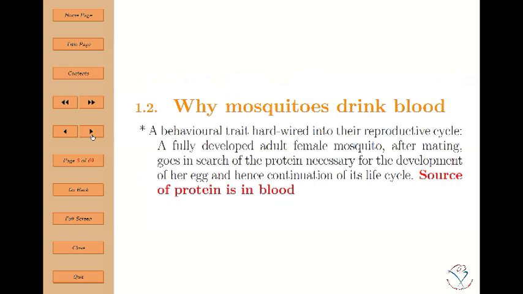It's a behavioral trait that has been hardwired into the reproductive cycle. They need the blood for the development of their eggs, and the source of the nutrient in the blood is a protein that they need. And so they have to take blood. It is not because mosquitoes want to transmit diseases that they bite humans. It's because they need the blood.